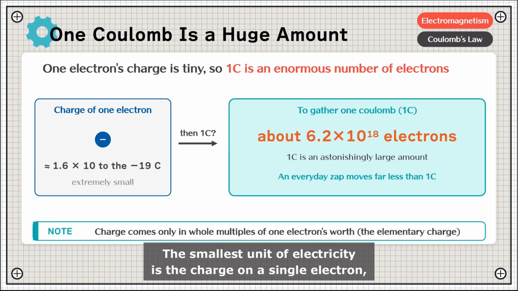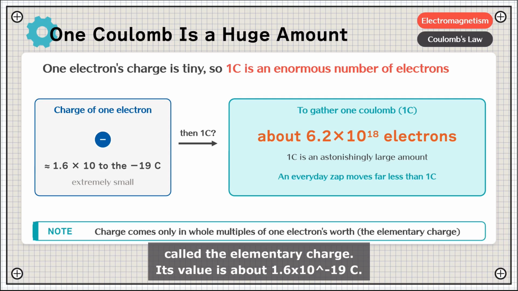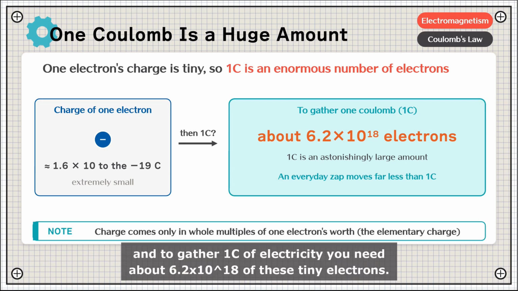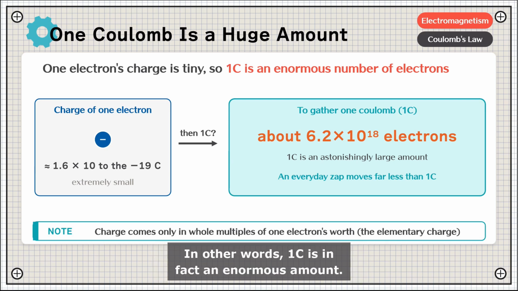The smallest unit of electricity is the charge on a single electron, called the elementary charge. Its value is about 1.6 times 10 to the minus 19 coulombs. That is an extremely small number. Turn that around, and to gather 1 Coulomb of electricity, you need about 6.2 times 10 to the 18th of these tiny electrons. In other words, 1 Coulomb is in fact an enormous amount.